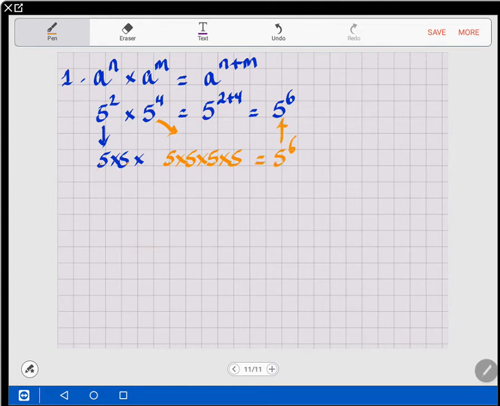There you go. C'est ça qui nous dit a to the power of n multiplied by a to the power of m is equal to a to the power of n plus m. 5 à la puissance de 2 multiplié par 5 à la puissance de 4 égale 5 à la puissance de 2 plus 4, qui égale 5 à la puissance de 6. On explique ça là. Comment on vient à 6? Il y a une preuve là. OK? Cool. Right.